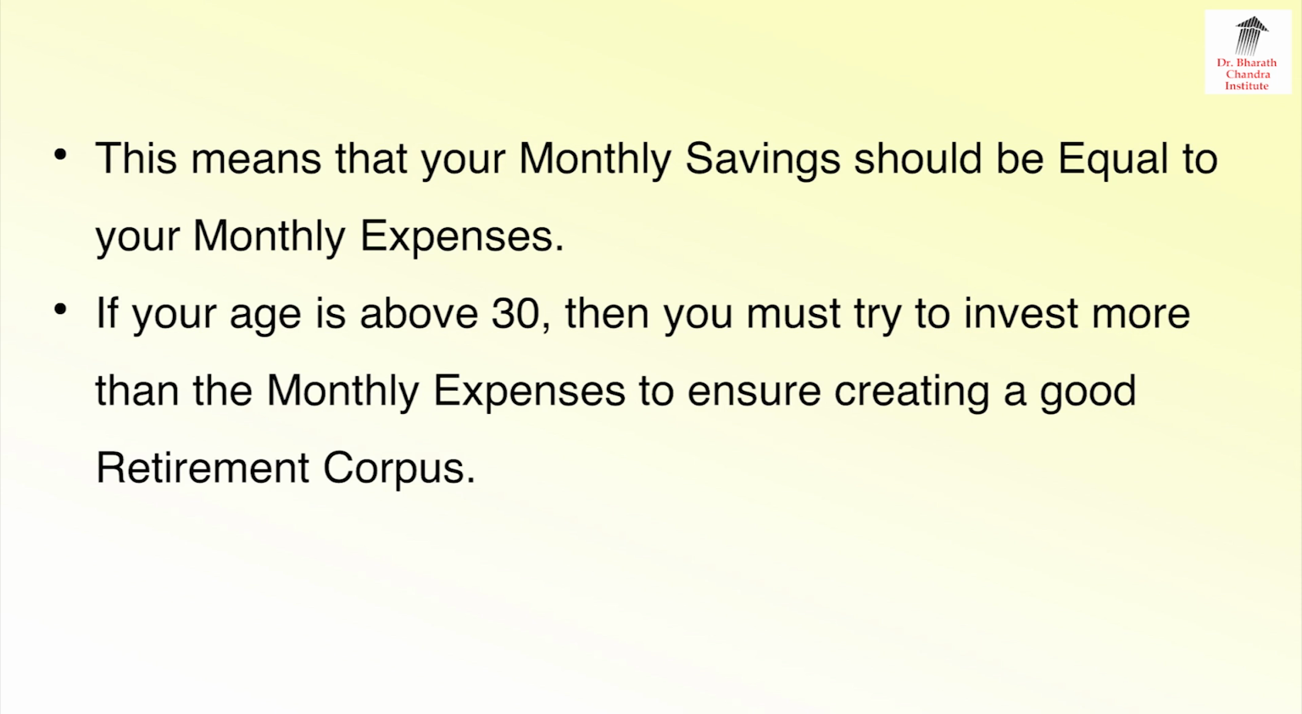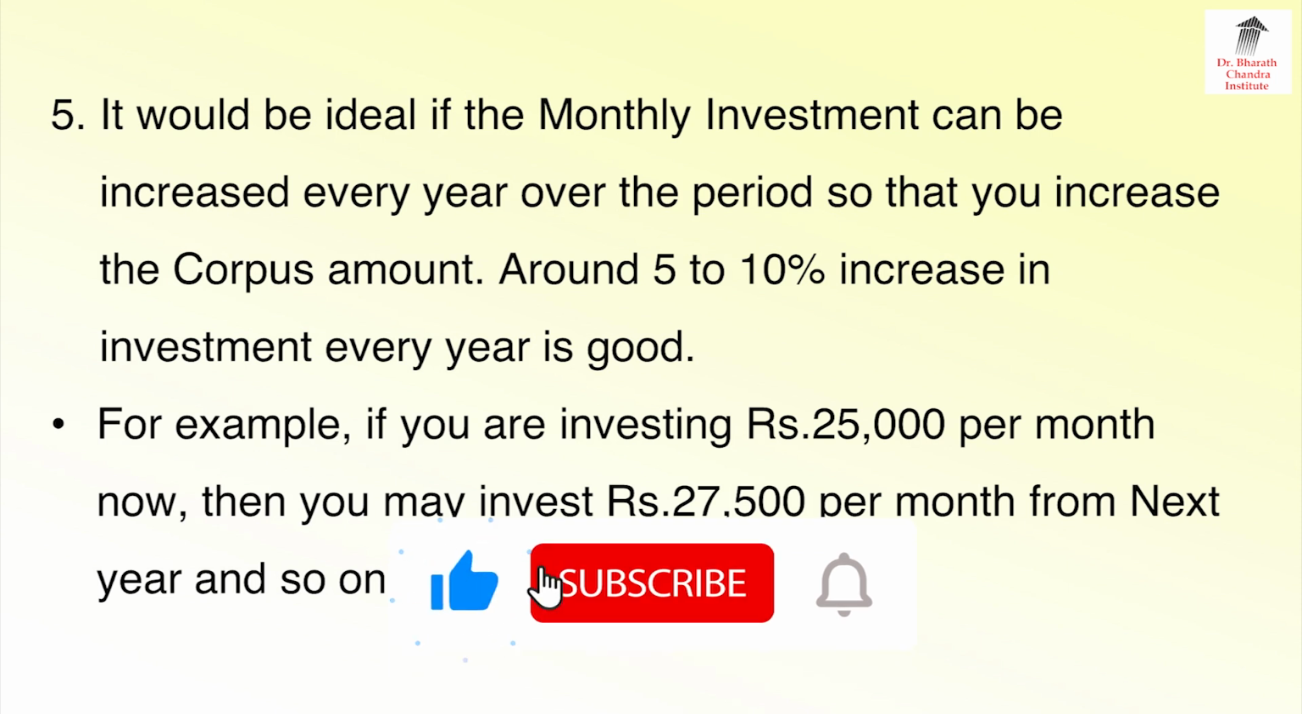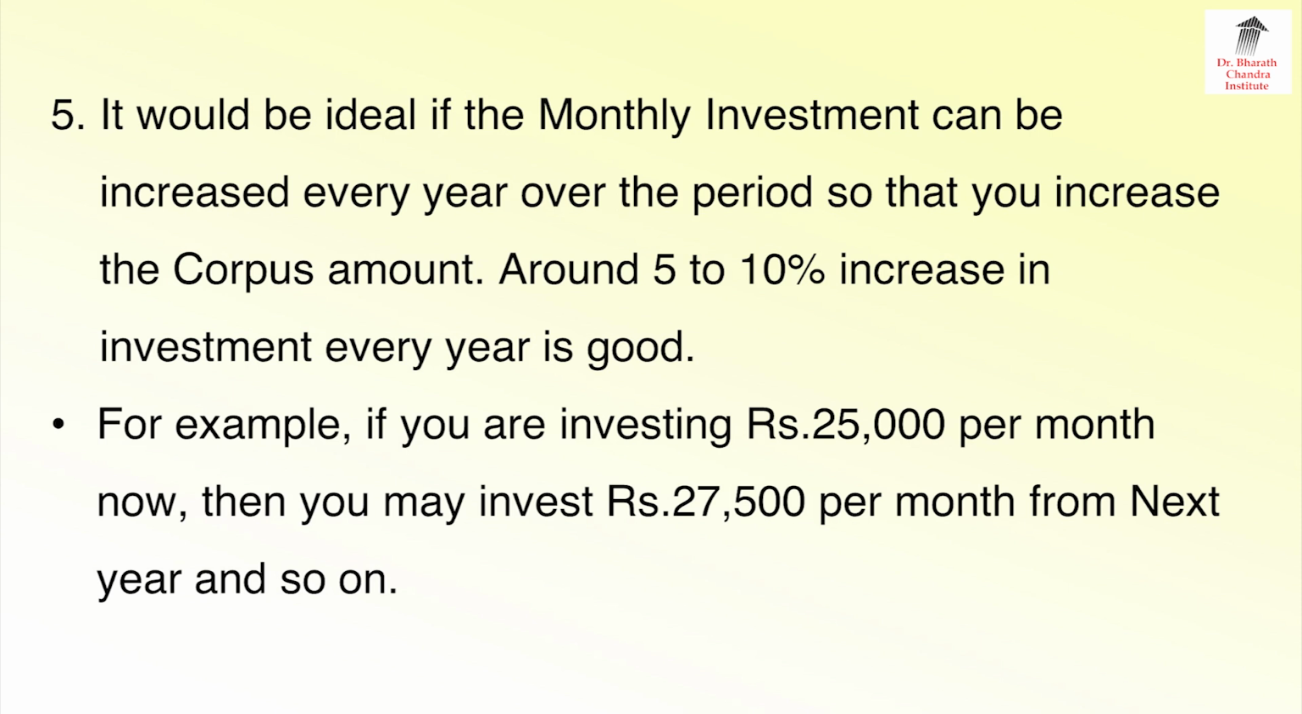If your age is above 30, then you must try to invest more than the monthly expenses to ensure creating a good retirement corpus. 5. It would be ideal if the monthly investment can be increased every year over the period so that you increase the corpus amount. Around 5 to 10% increase in investment every year is good. For example, if you are investing rupees 25,000 per month now, then you may have to invest 27,500 per month from next year onwards.